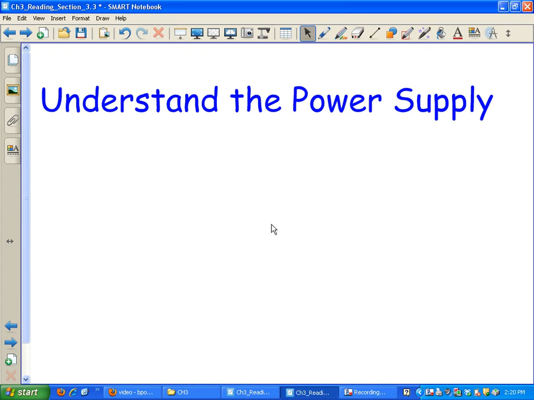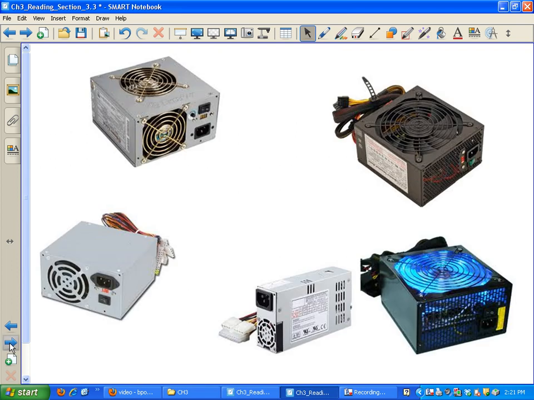Okay, the objective for this part of the lesson is to understand the power supply, specifically what it does. We're going to have an article or two that we're going to read after I go through this, and a video at the end of class as well on understanding power supplies. A power supply changes that AC voltage coming out of the wall, again, alternating current, to the direct current that our electrical components need inside our PC to operate.